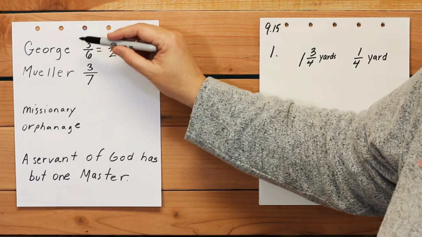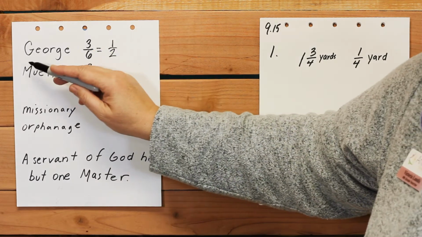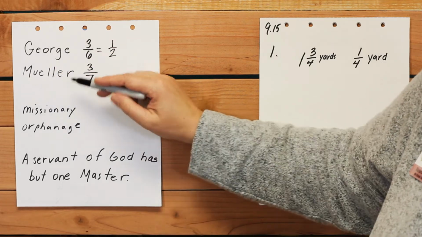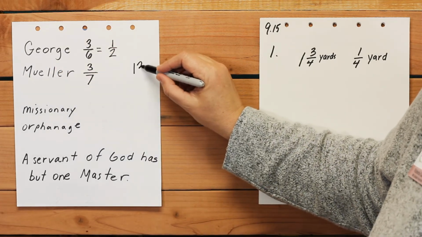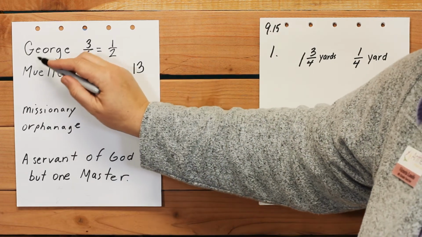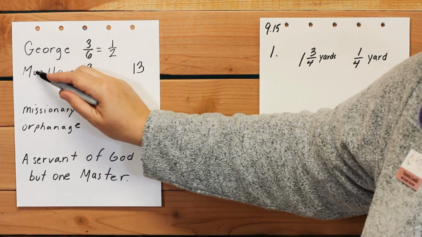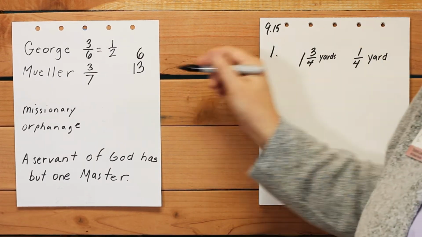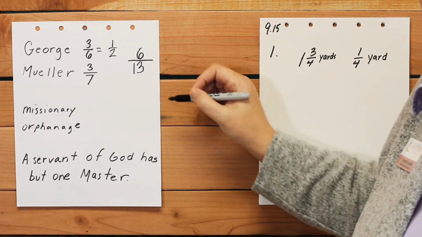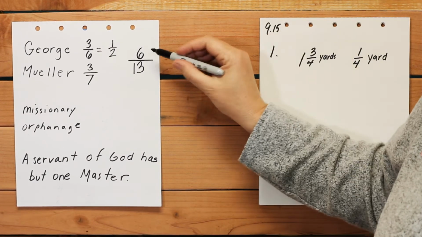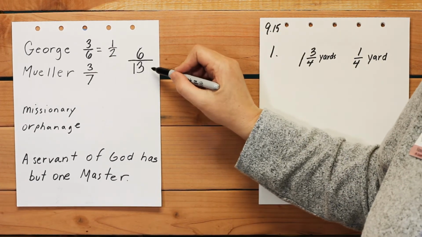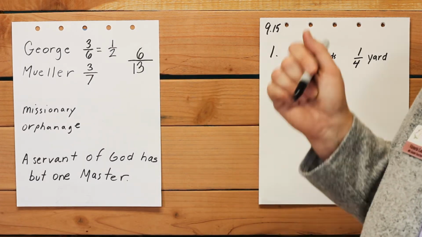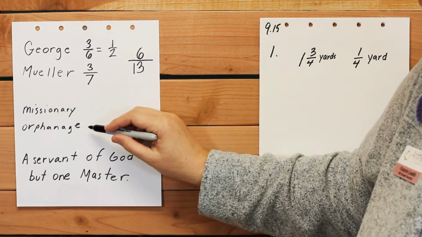Now let's look at both names, George and Mueller. There are 6 letters here and 7 letters here, so that's 13 for our denominator. If we count the vowels, 1, 2, 3, 4, 5, 6, then 6/13 would be the fraction we would use to describe vowels to all the letters in his name. And 6 doesn't have anything that goes into 13, so we are in simplest form.